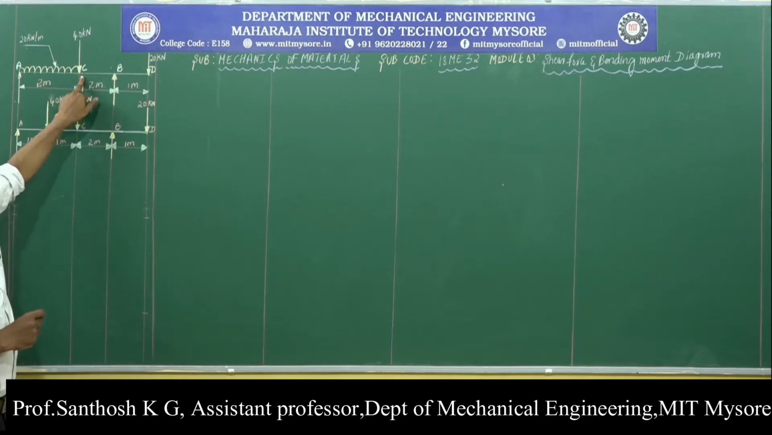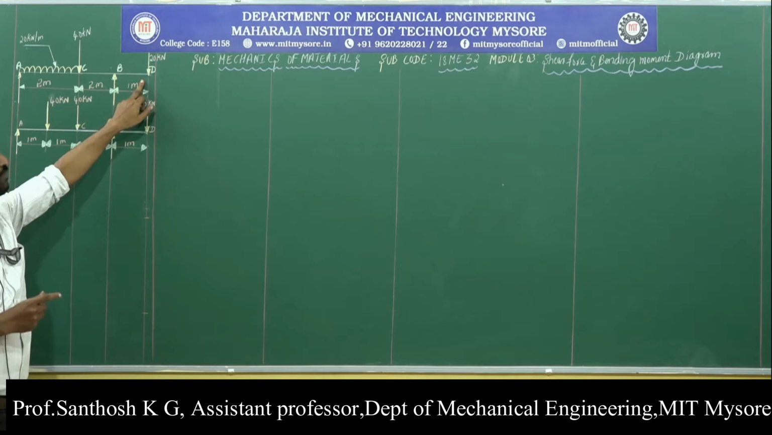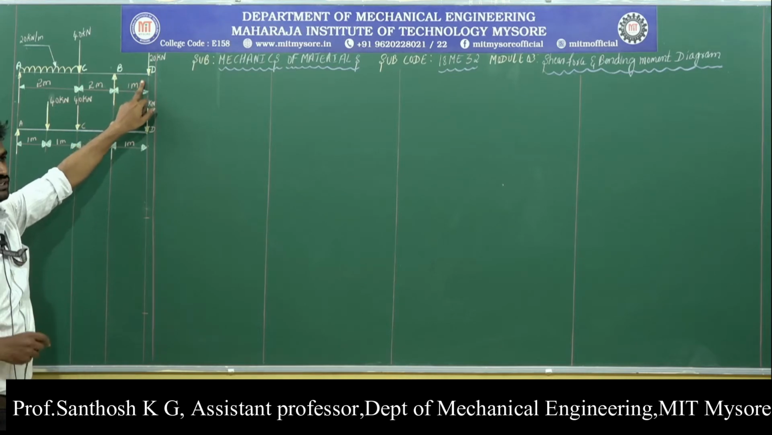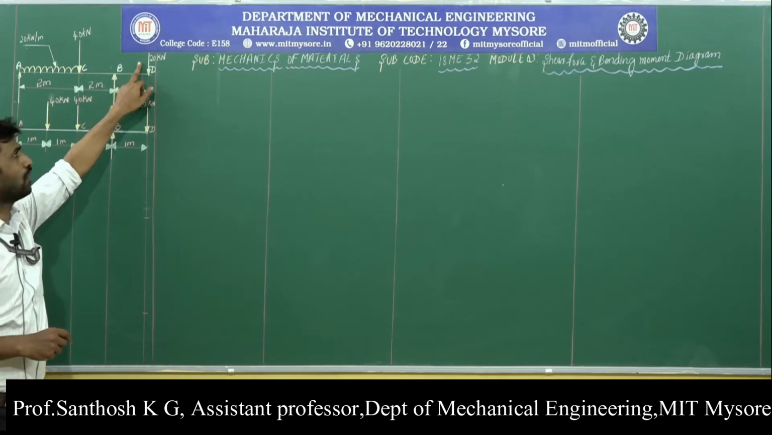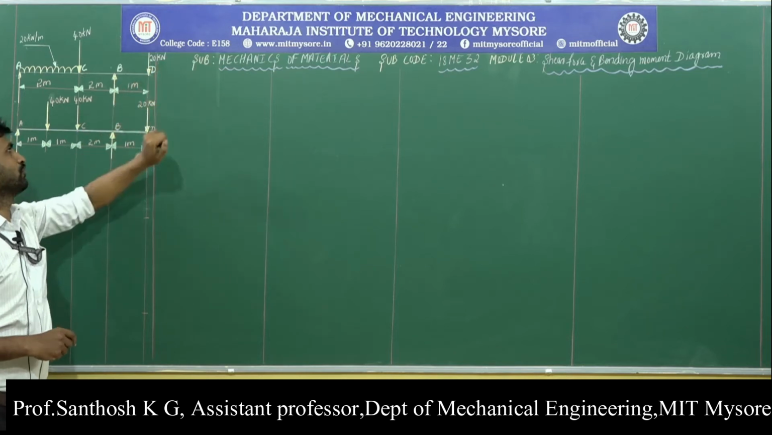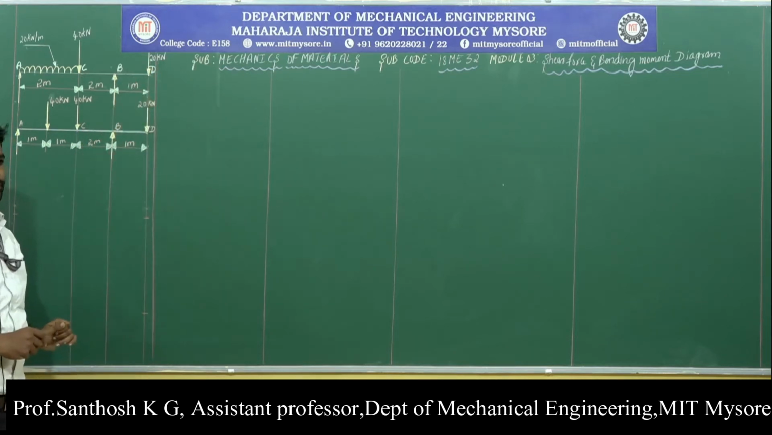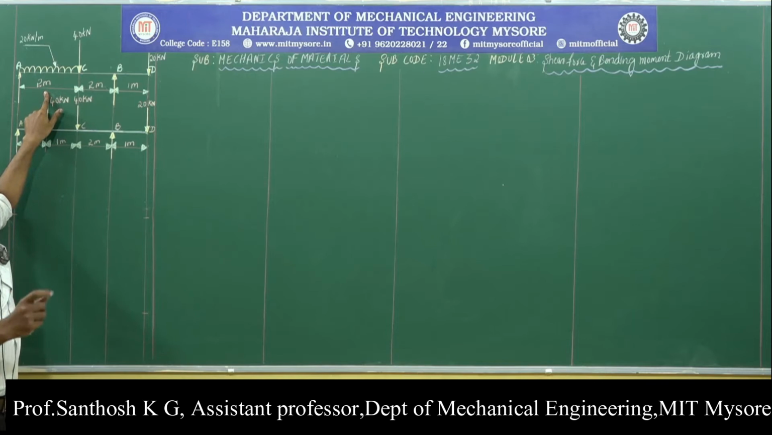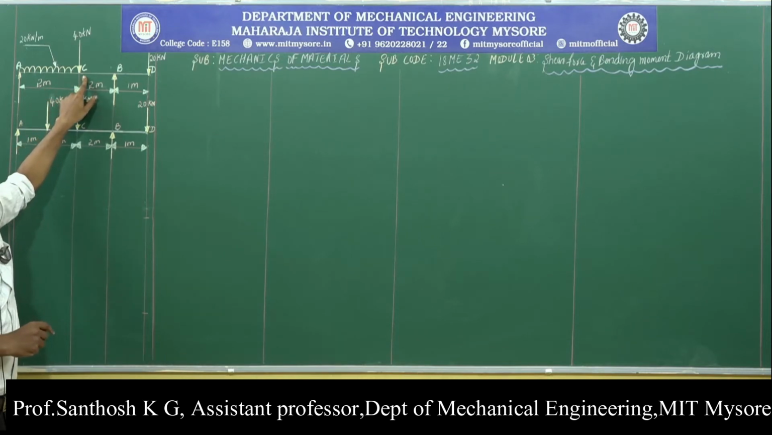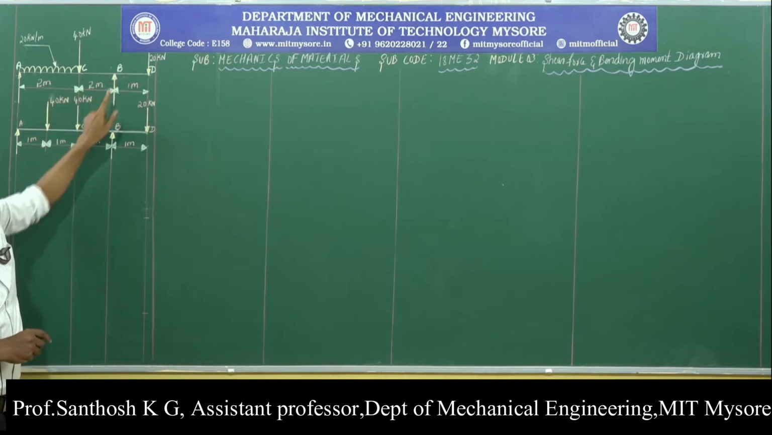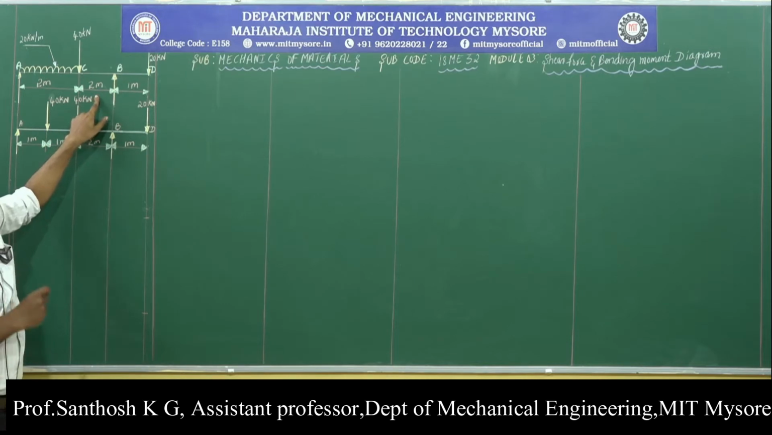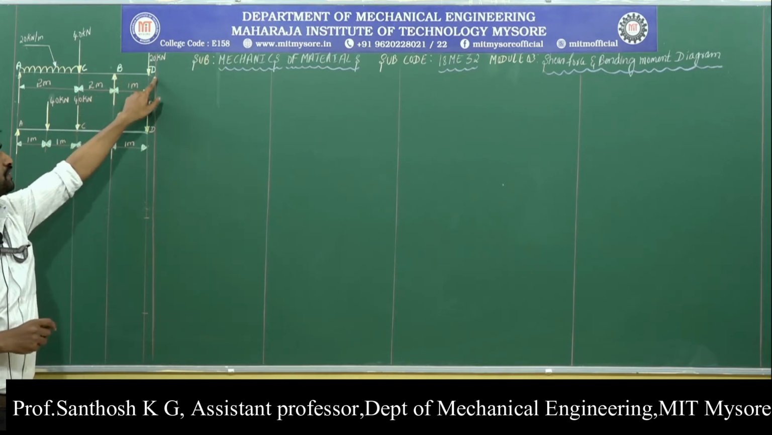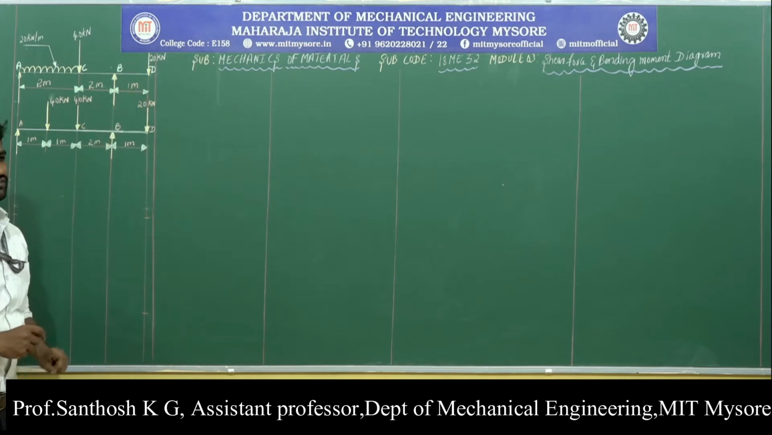The beam is also subjected to a point load of 20 kilonewton at point D. The distance between A and C is given to be 2 meters, the distance between C and B is 2 meters, and the distance between B and D is 1 meter.